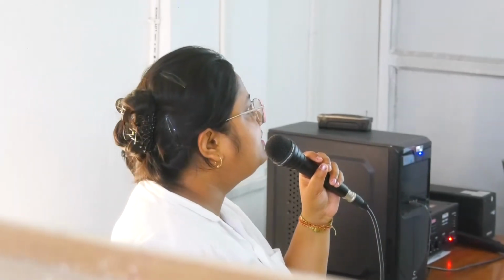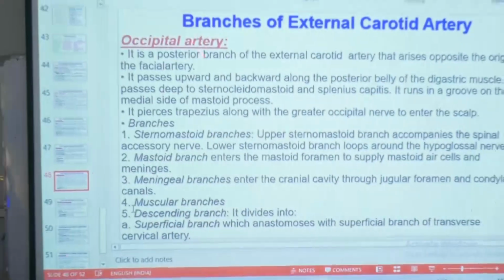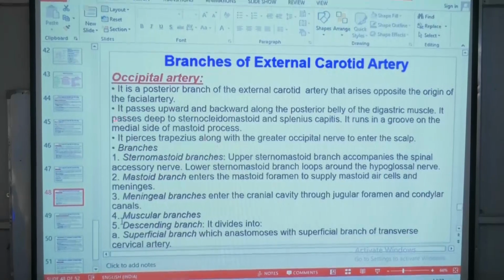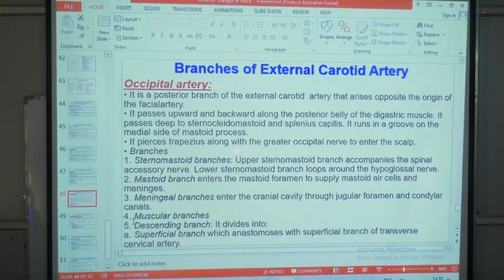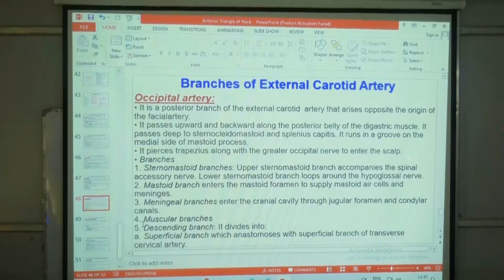Next we go to the occipital artery. It is the posterior branch of the external carotid, arises opposite the origin of the facial artery, passes upward and backward along the posterior belly of the digastric, passes deep to the sternocleidomastoid and splenius capitis. It runs in a groove on the medial side of the mastoid process. There is a groove on the medial side of the mastoid process for this artery. We have seen it in the bones. And it pierces the trapezius along with the greater occipital nerve to enter the scalp.